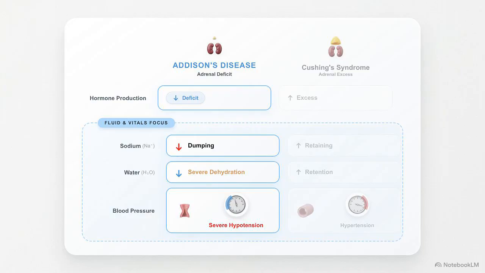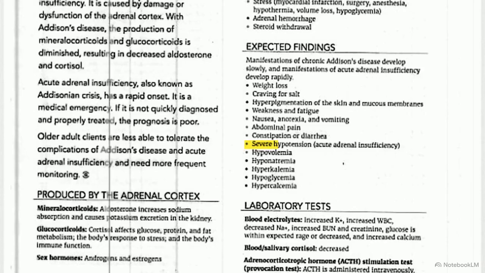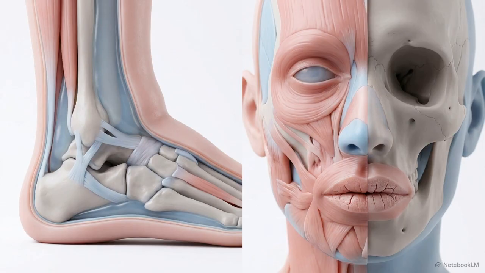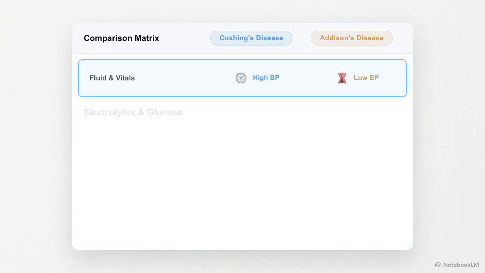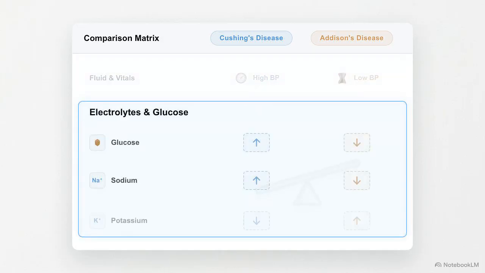Addison's presents the exact opposite. The hormone deficit causes the body to dump sodium and water. Dehydration sets in rapidly, and blood pressure drops. This severe hypotension is the clinical hallmark of an acute adrenal crisis. As a nurse, you are balancing the threat of chronic fluid overload in Cushing's against the immediate risk of hypovolemic shock in Addison's.